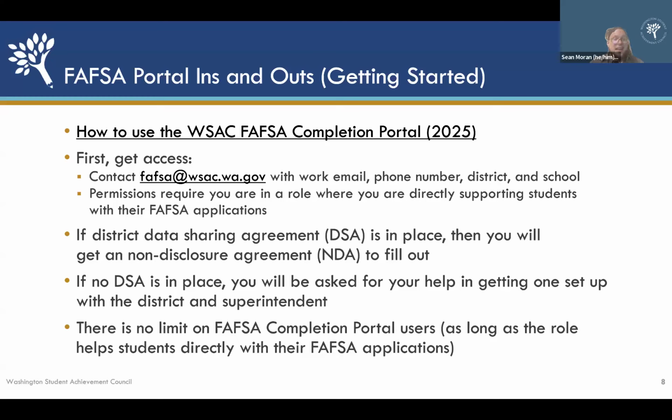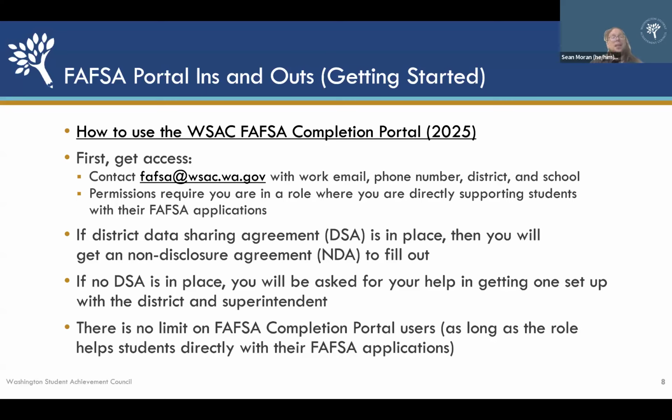So if a district data sharing agreement is in place, which it is for most districts, then you will get a non-disclosure agreement to fill out. Each person needs to complete a non-disclosure agreement for themselves, for an individual account. One of the things that is super important is recognizing that when you are signing these NDAs, you are signing for the data itself, not the access.